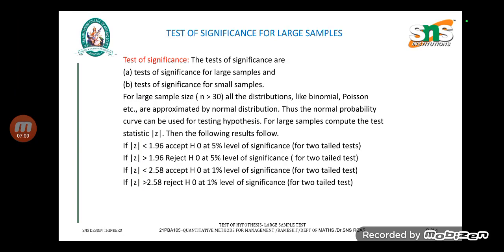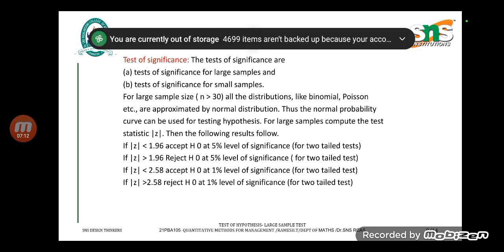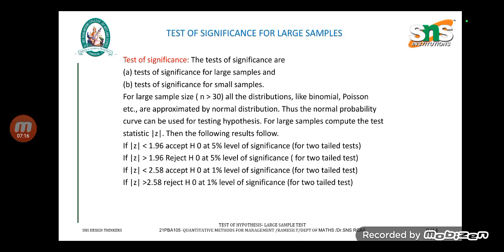So what are the tests of significance? The tests of significance are tests for large samples and tests for small samples. If the sample size is greater than 30, it is called a large sample. Distributions like binomial and Poisson are approximated by the normal distribution. Thus, the normal probability curve can be used for testing hypotheses.